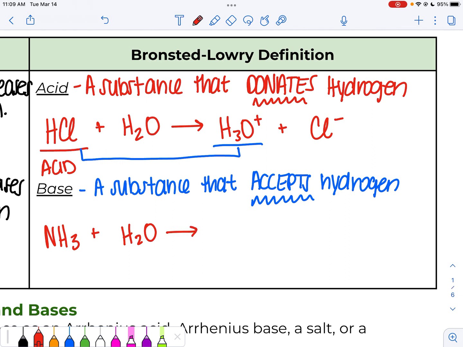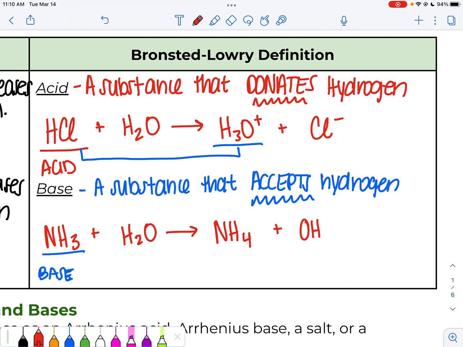Well, if NH3 is a base, this thing needs to accept a hydrogen from its acid. So here water is acting like an acid. So if NH3 takes on another H, we're going to get NH4. What's going to be left over? Well, water gave up an H, so it only has one left. So its formula is going to be OH.